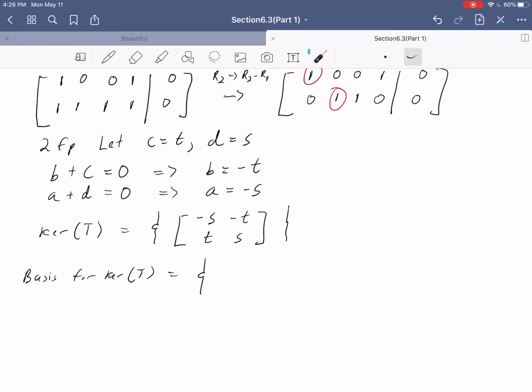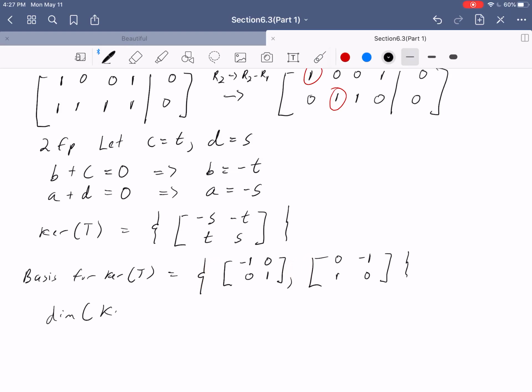So in this case, let's let S be equal to 1. So we would get minus 1, 0, 0, 1. And then we could also get 0, minus 1, 1, 0. Both of those guys would form a basis for the kernel of T. You could form anything from the kernel by doing S times this guy plus T times this guy. Notice that this then tells us that the dimension of the kernel of T must be equal to 2.